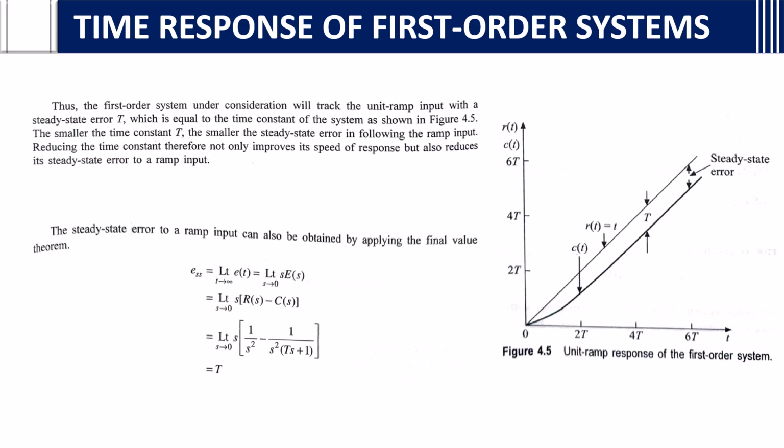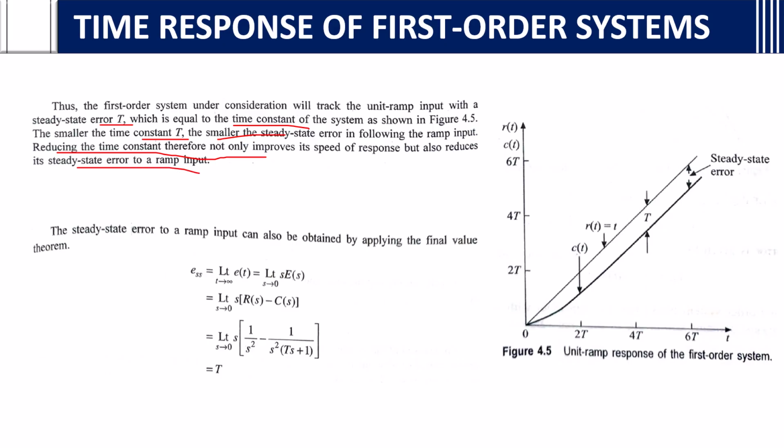Thus, the first order system under consideration will track the unit ramp input with a steady state error of T. For the unit step it is 1 by T, here it is T, which is equal to the time constant of the system. The smaller the time constant, the smaller the steady state error. In following a ramp input, reducing the time constant therefore not only improves its speed of response but also reduces the steady state error to the ramp input.